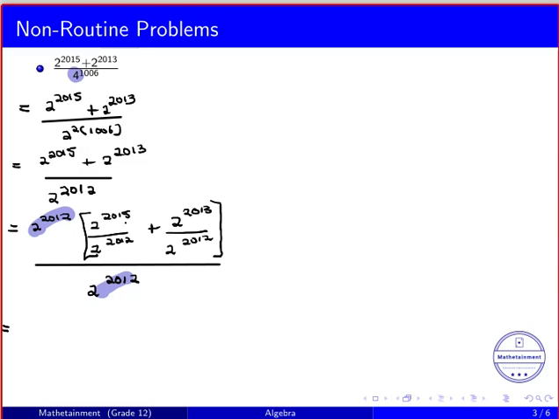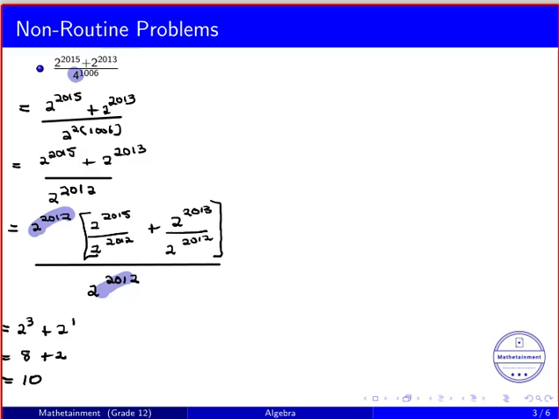In this step, you have this quotient, so you apply your laws of exponents. Since they have the same base, you just have to subtract their exponents. So you'll be left with 2 to the power of 3, and here you'll be left with 2 to the power of 1, which is 8 plus 2. The final answer is 10.